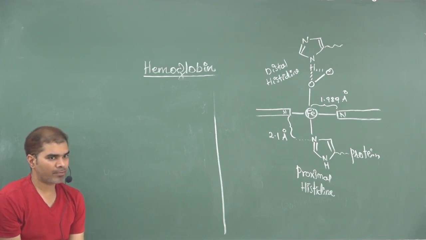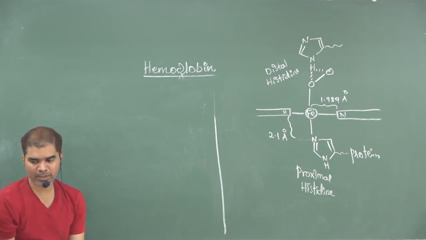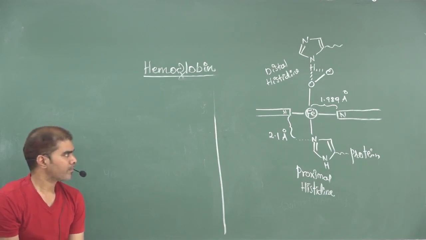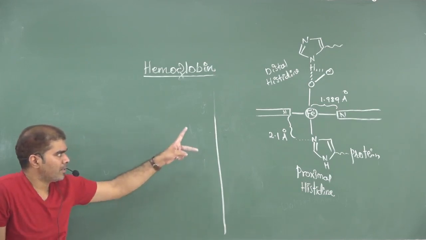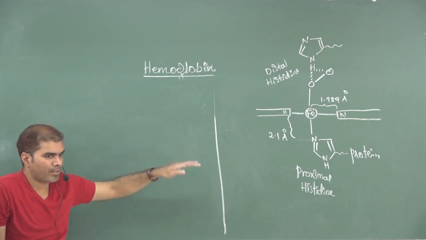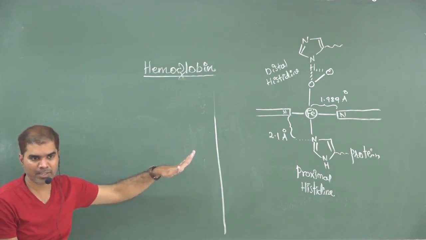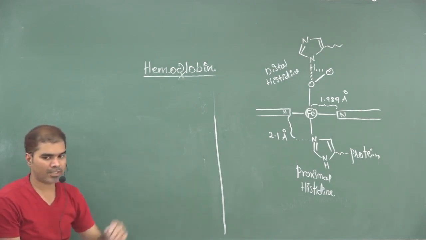So few additional points will come in the geometry of oxyhemoglobin. Every point is an important point. Previously 2.7 angstrom distance between the two nitrogens has now dropped to 2.1. It means iron is going inside. Previously it was that much outside, 0.6 angstrom outside. Now it is moving inside.